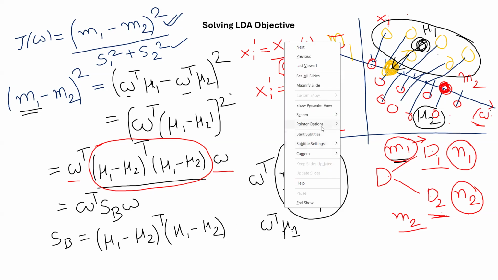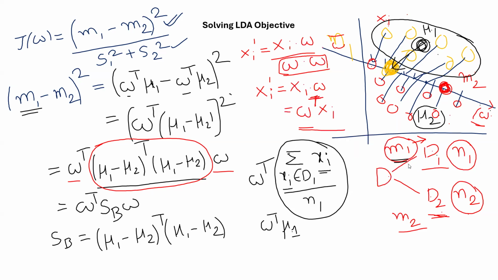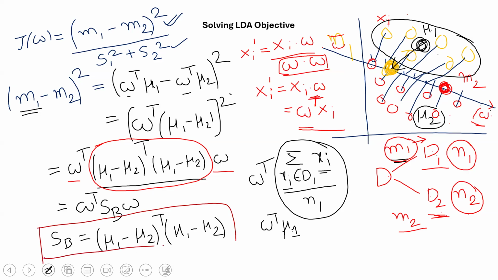Okay. So now this is the first thing that you have to keep in mind. What is the first equation that we have derived? We derived that we replaced this expression with SB. So this is what we have found out, SB. So now the numerator is coming down to W transpose SB into W.